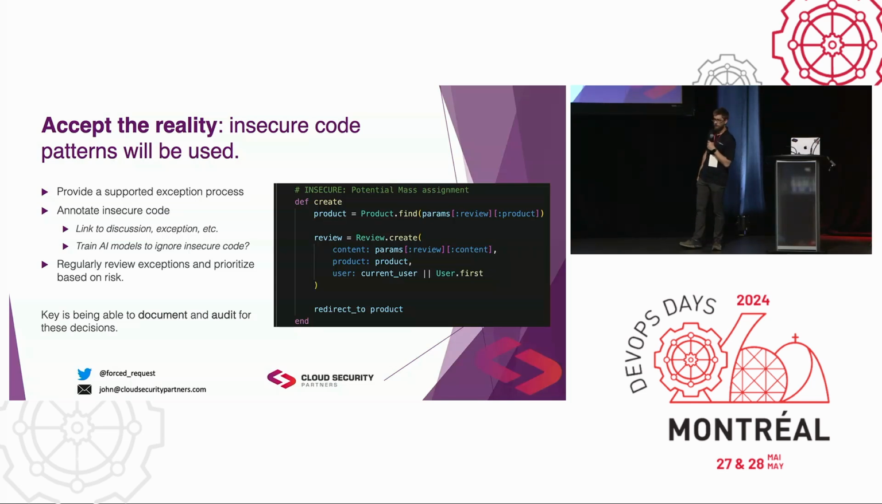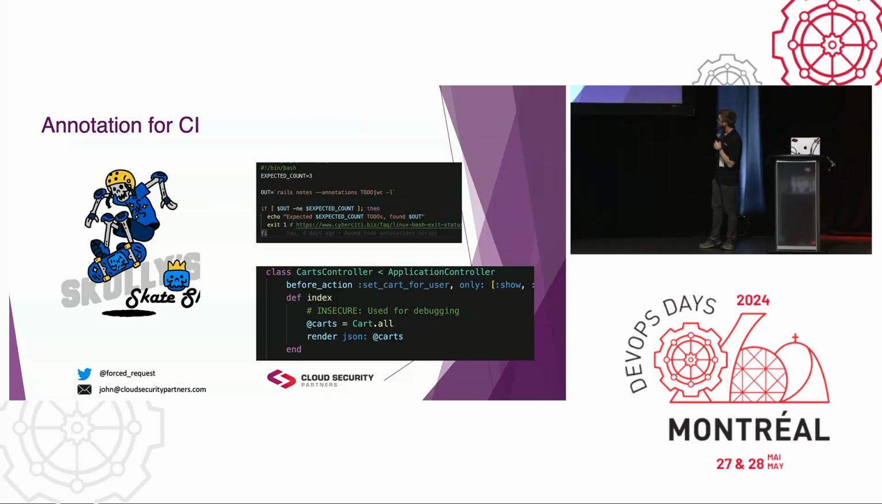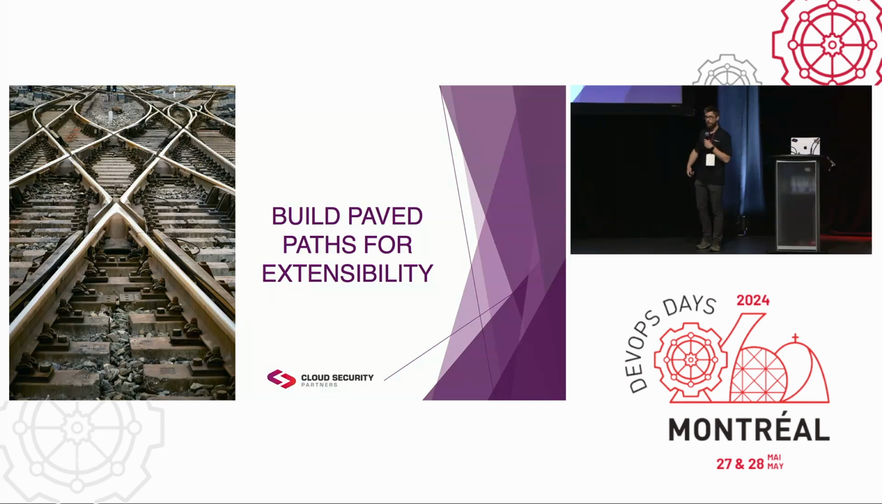And so again, when you're deviating away from the security requirements, focus on that exception process. And this is a case where you can do some annotation in CI to basically look at the number of insecure annotations and keep an eye on the growth of those, because you don't want your whole code base filled with insecure annotations. So building paved paths for extensibility.